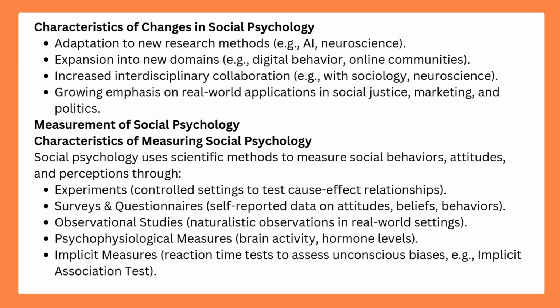Measurement of social psychology. Characteristics of measuring social psychology. Social psychology uses scientific methods to measure social behaviors, attitudes, and perceptions through experiments, controlled settings to test cause-effect relationships, surveys and questionnaires, self-reported data on attitudes, beliefs, behaviors, observational studies, naturalistic observations in real-world settings, psychophysiological measures, brain activity, hormone levels, implicit measures, reaction time tests to assess unconscious biases, e.g., implicit association test.